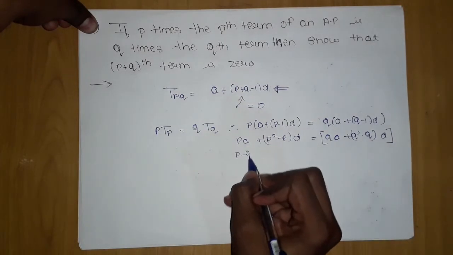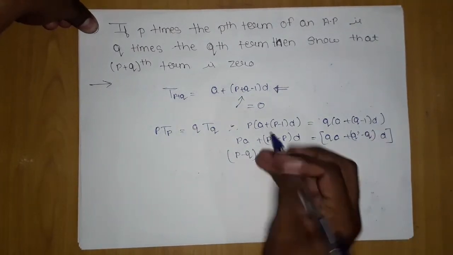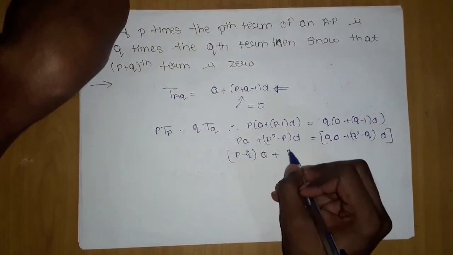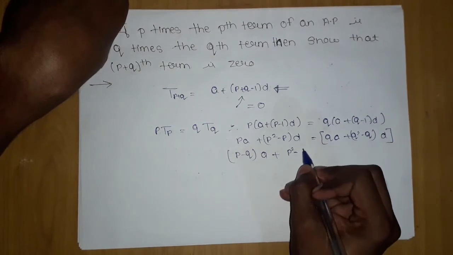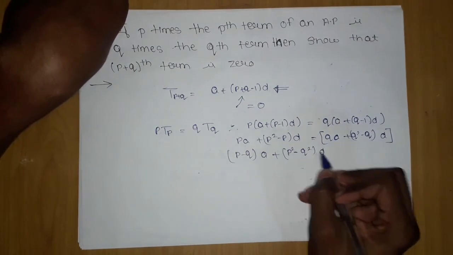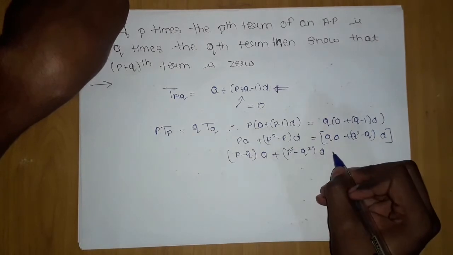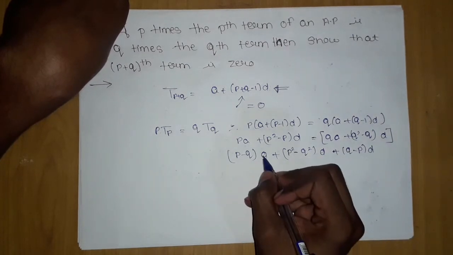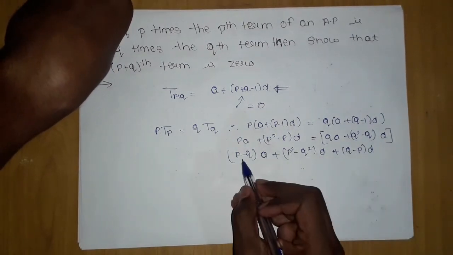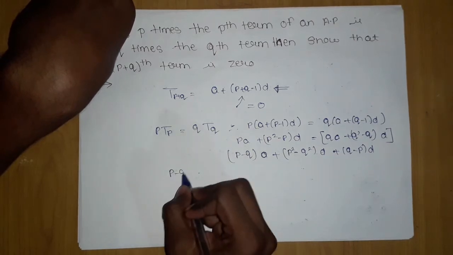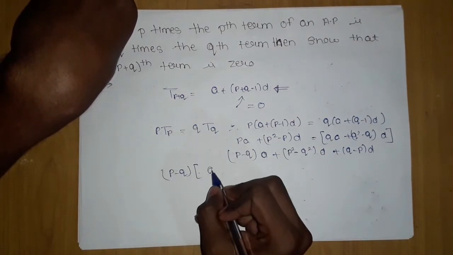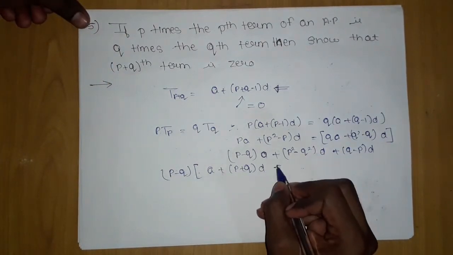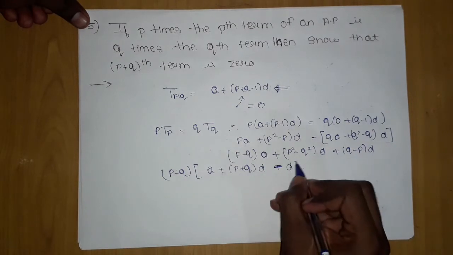So I brought the things on the right to the left: p minus q into a, plus this will become p square minus q square into d, and this will become plus q minus p into d. Now you can clearly see we can take p minus q common. If I take p minus q common, what we have: a plus p plus q into d, plus there will be minus d, this is just reverse, should be equal to 0.